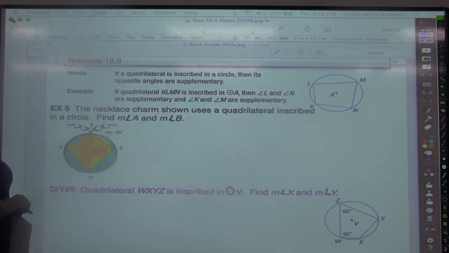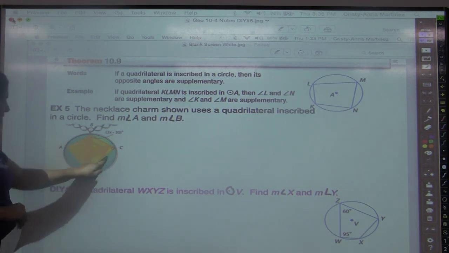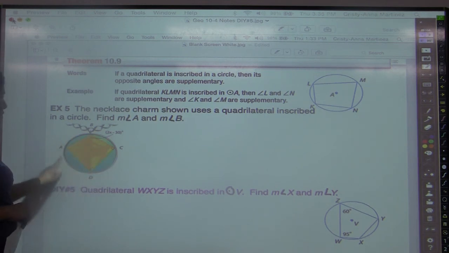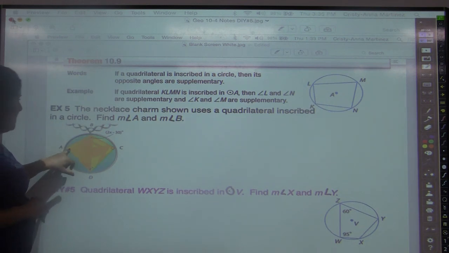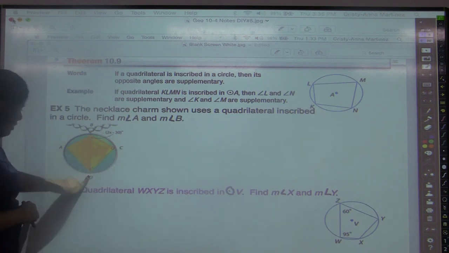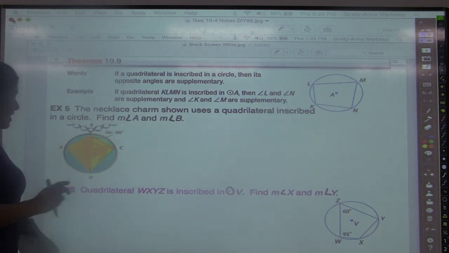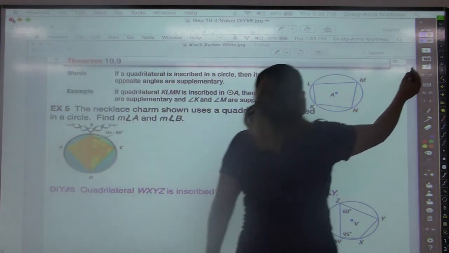So in example 5, it says that the necklace charm shown here uses a quadrilateral that is inscribed in this circle. They want us to find the measurement of angle A, which is this angle here, and measurement of angle B, which is this angle here, which is 2x minus 30. This angle down here is x. So let's start with angle A first.